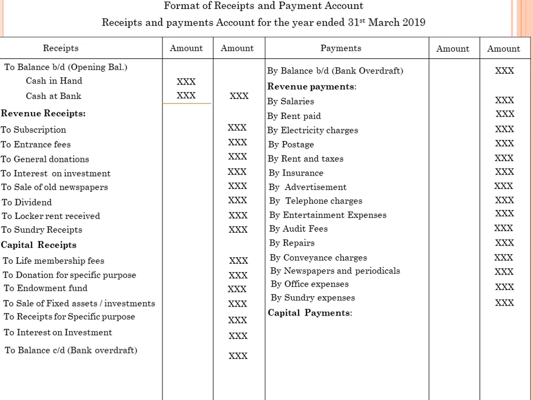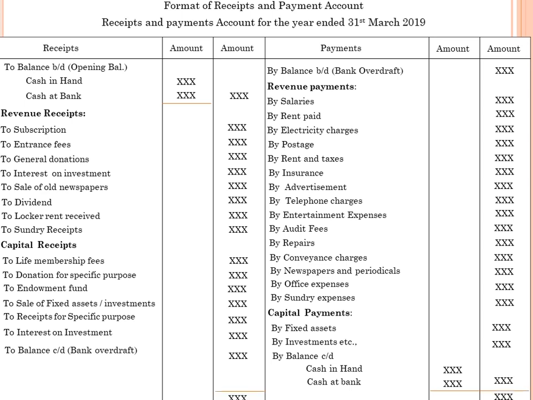Now we move on to the capital payments. Fixed assets, any fixed assets, I said, like land and building, plant and machinery, furniture. Purchase of any fixed assets is called a capital payment. Any investment you made is also a capital payment. And end with balance carried down, cash in hand, cash at bank. So find the total. In receipts and payment account, we are going to find the closing balances, either cash in hand or cash at bank, on the credit side. If any balancing figure comes on the debit side, that balance we call a bank overdraft.